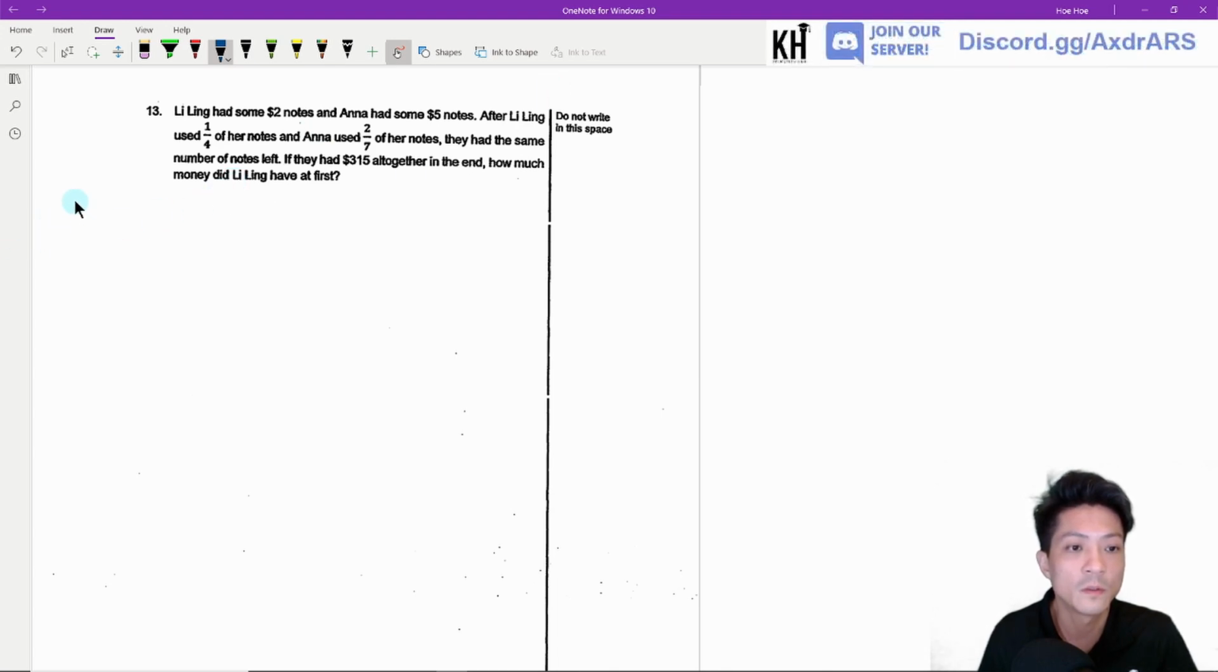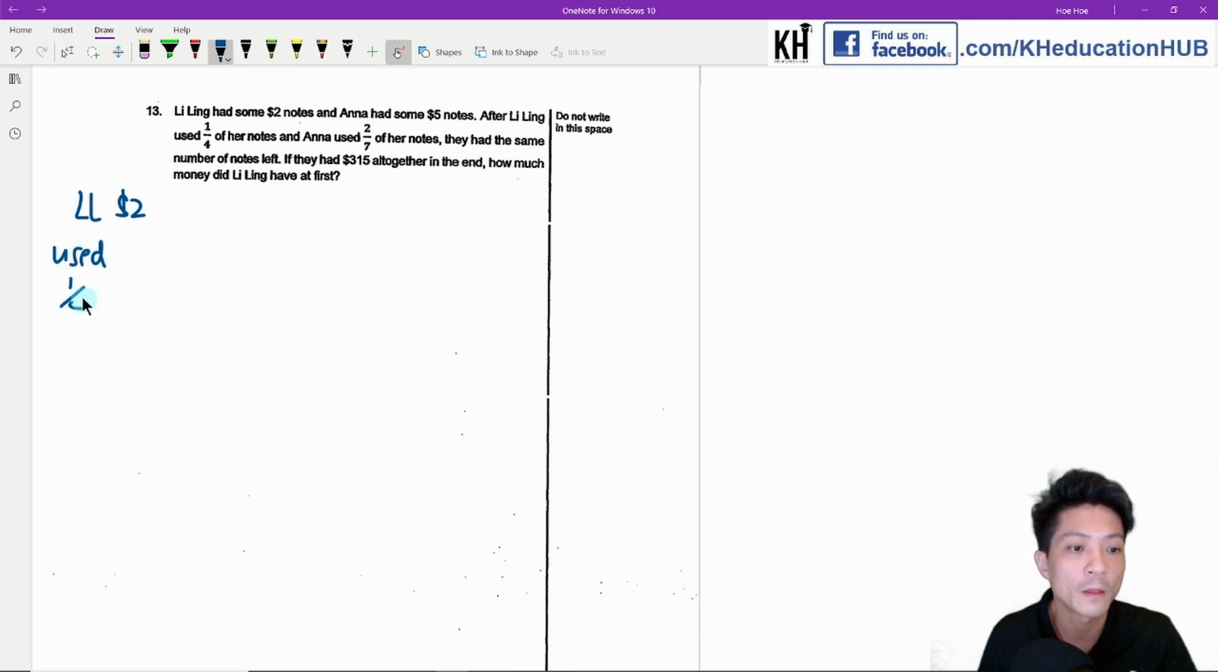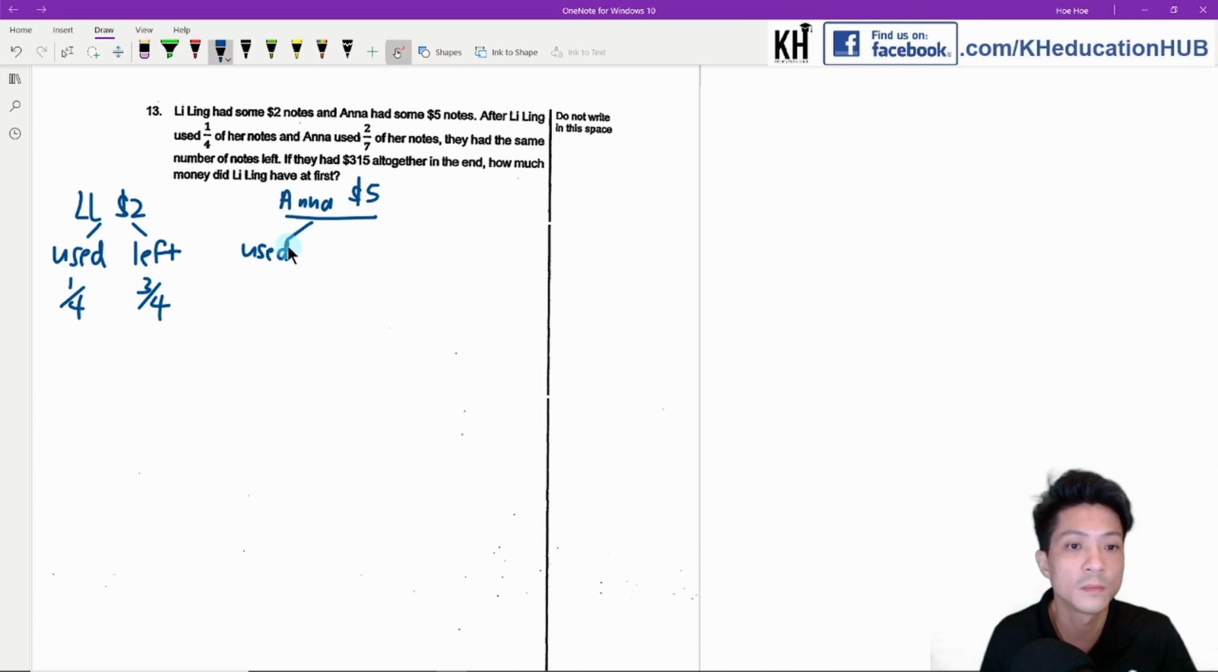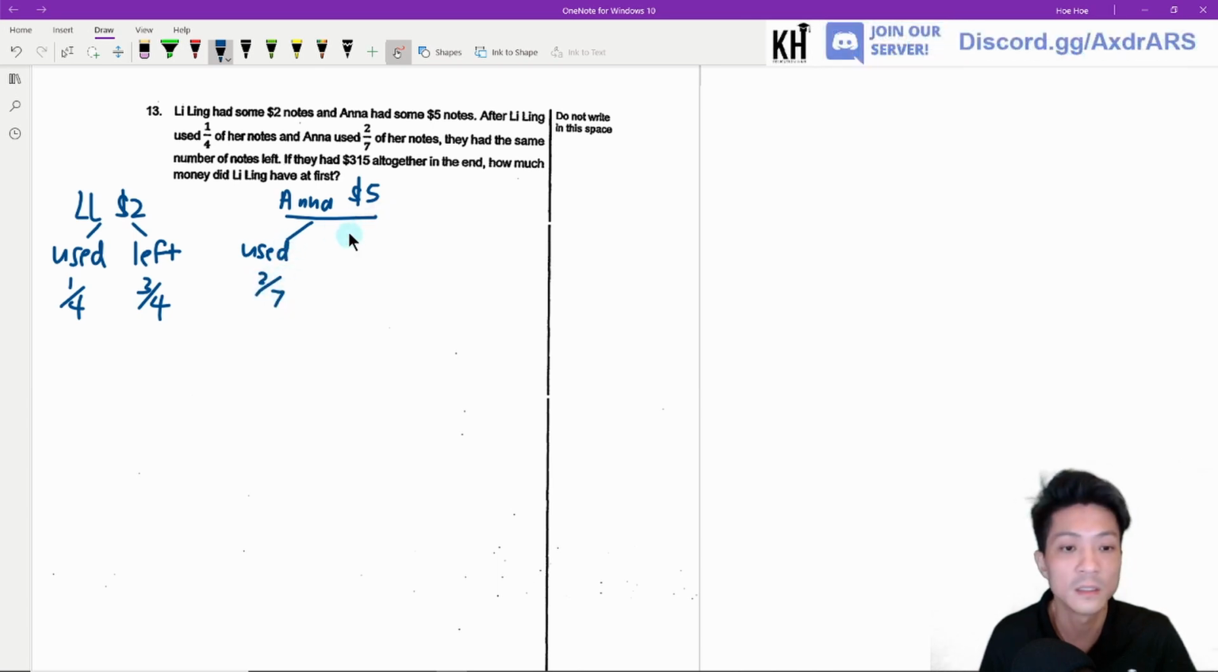Okay, so for Li Ling, it's $2 notes. She used a quarter, which means that she's left with 3/4. For Anna, she has some $5 notes. She used 2/7, which means that she's left with 5/7.